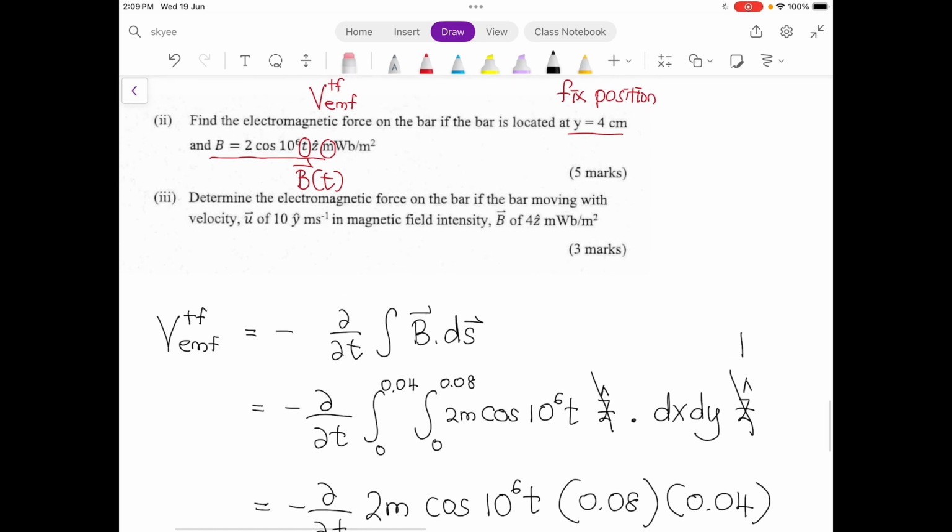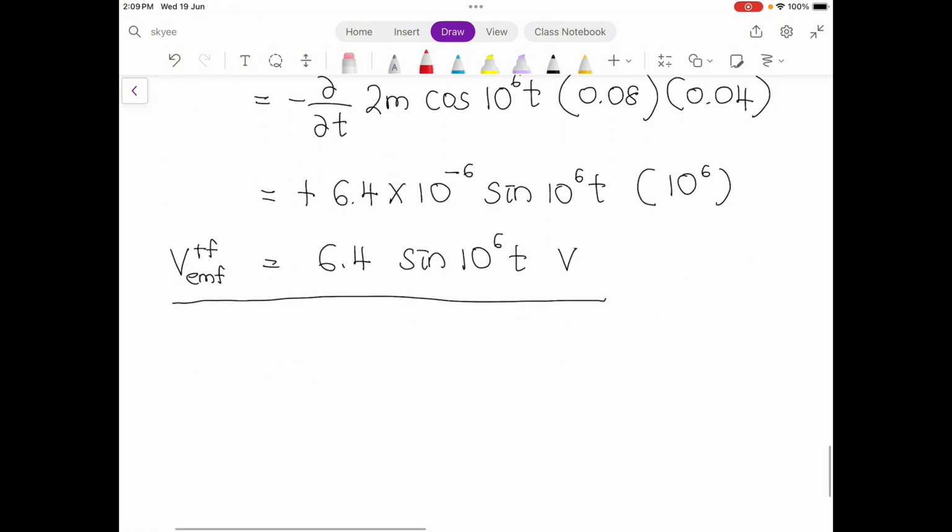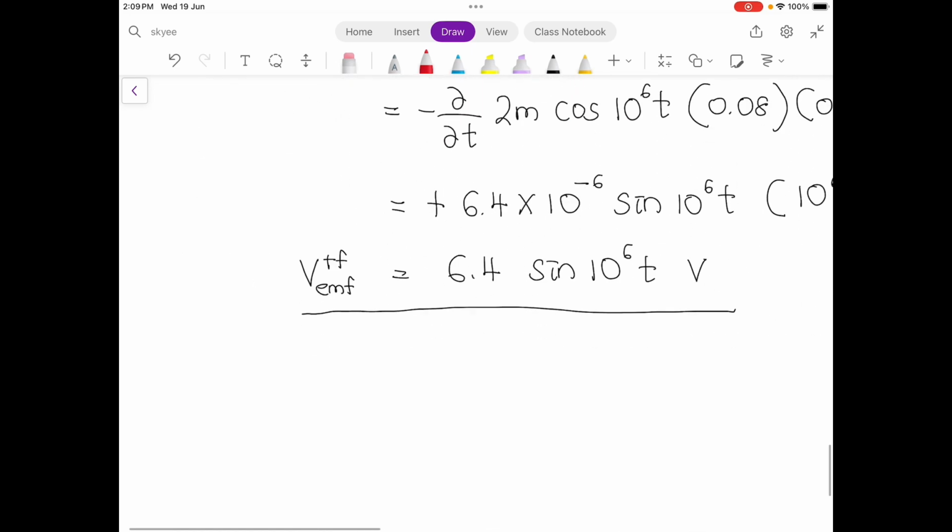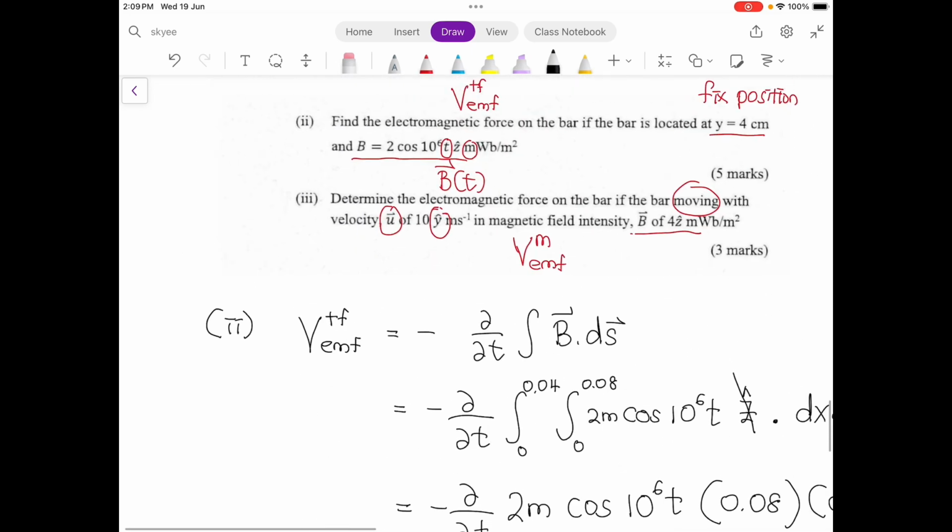Determine the electromotive force on the bar if the bar is moving with velocity u in the y direction, and your magnetic flux density is 4 milli in the z direction. So when the bar is moving, you will now have a motional EMF. The motional EMF is what you have to find.